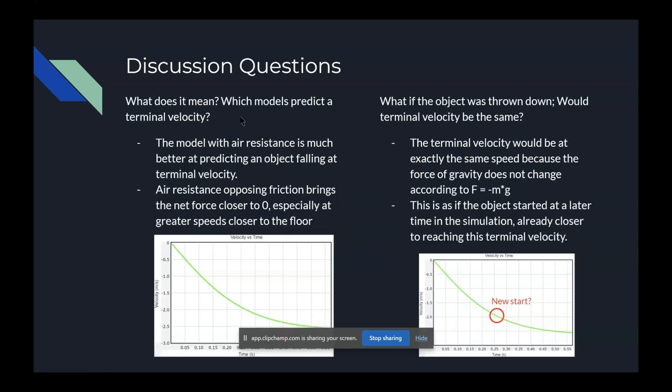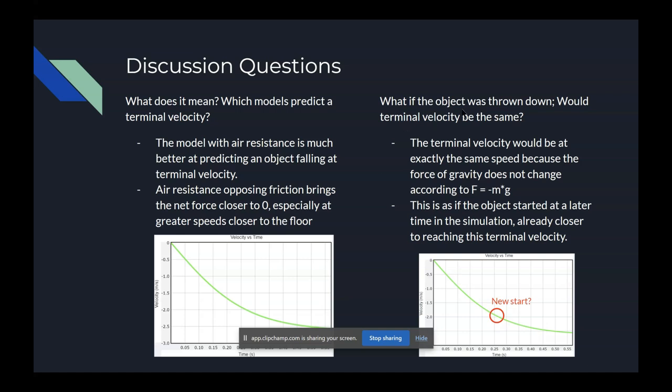So discussion questions, what does it mean? Which model predicts a terminal velocity? So to find the terminal velocity, you essentially go to this point here where the speed begins to not change. And that's because the force of gravity and the drag force are making themselves equal to each other. So the net force is going to be closer to zero. And that's where that air resistance is really going to come into effect. And we can see that as it gets closer to the floor at greater speeds.